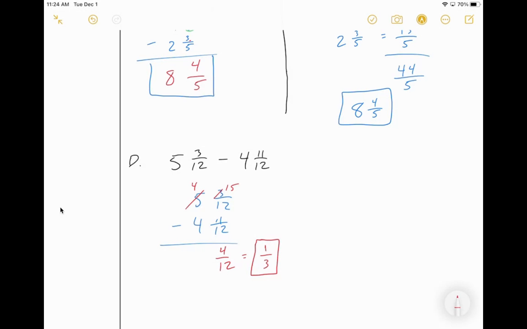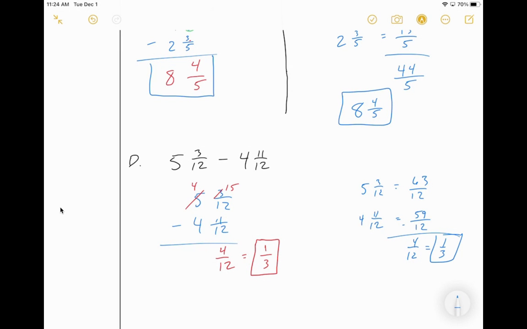All right. Improper method, people, if you want to do it that way, you would have done it like this. 63 over 12, and this is 59 over 12. Subtract those, and you get 4 over 12, which is still 1/3.